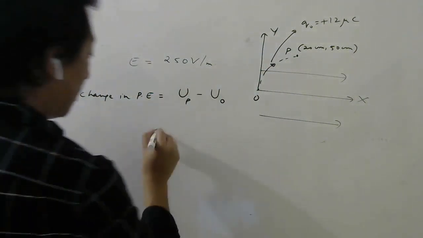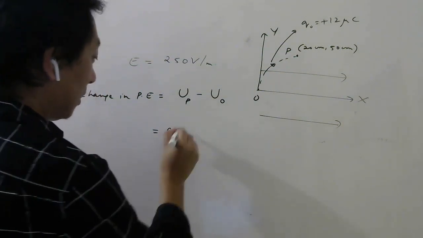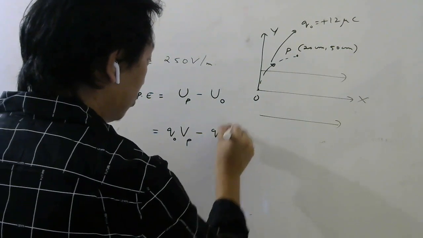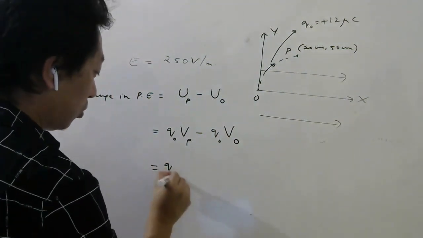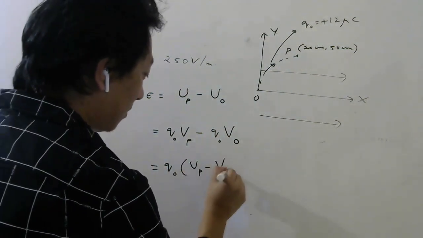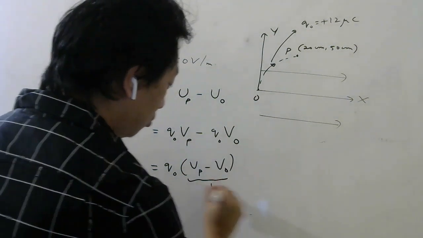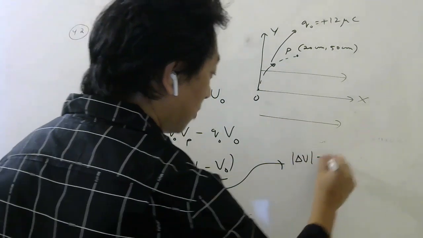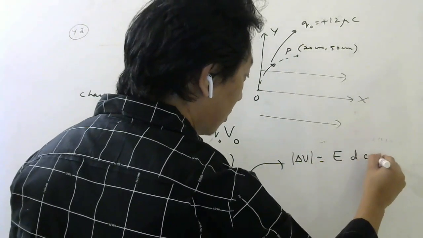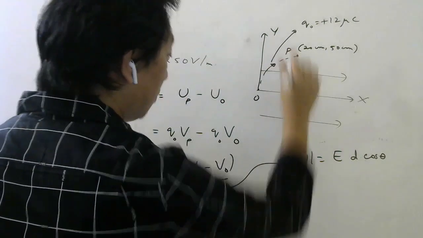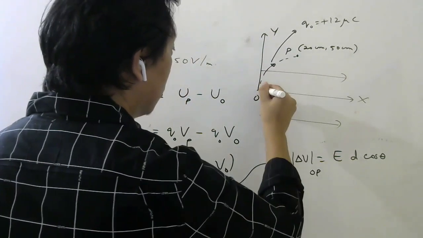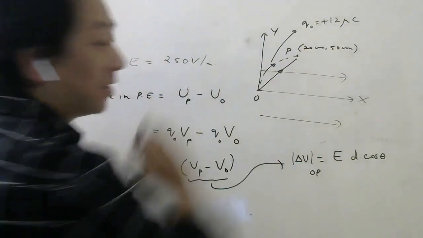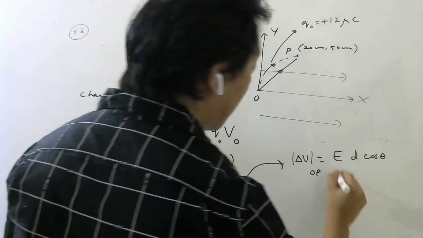Now this we can write the charge which you are moving into potential at P minus the charge which you are moving into potential at O. Q naught common, Vp minus Vo. This part we know how to do because electric field is uniform. So let us first calculate the potential difference. What is the formula? E into d into cos theta. From where to where? O to P. So this is your O to P. Path doesn't matter, displacement from initial to final. So this is your theta.